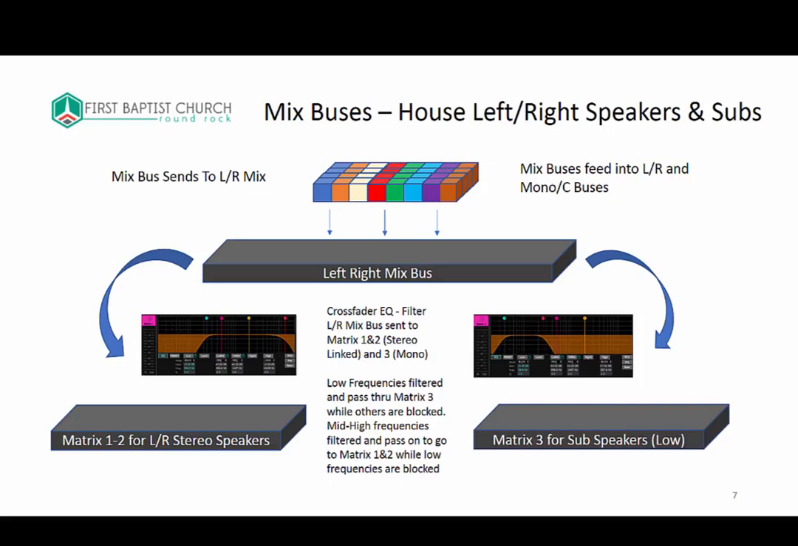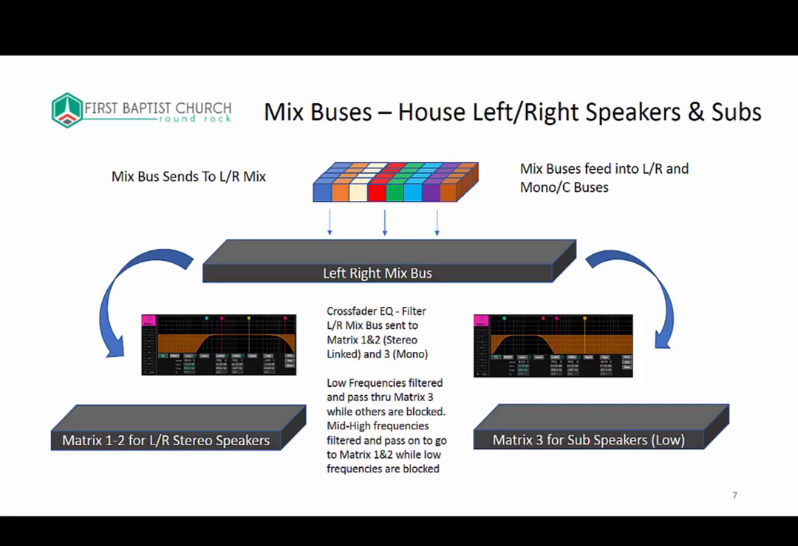We're sending the overall left-right mix bus then to matrices 1, 2, 3, and 4. So we can have EQ on the individual channel, on the individual mix bus itself, on the left-right mix bus, and then again on the matrix 1 through 3. That can really allow us to have a tremendous amount of power over frequency problems and feedback problems. So if we can figure out how to use these effectively, it can really provide a higher quality sound.